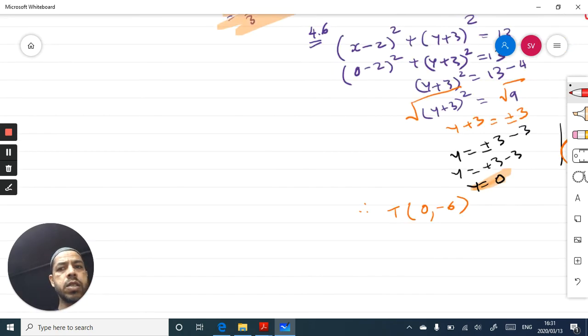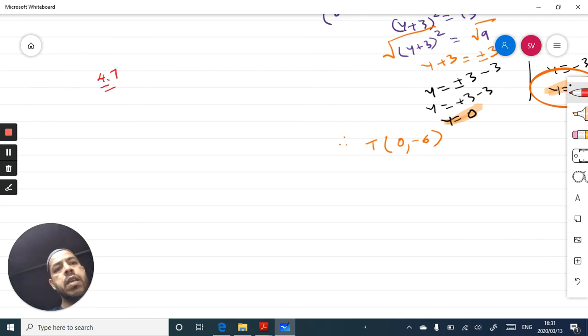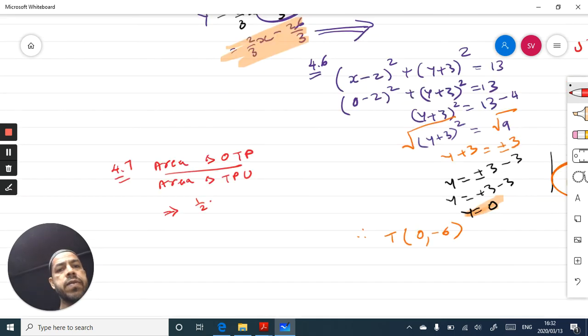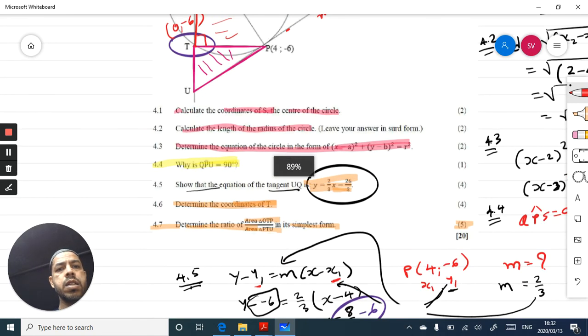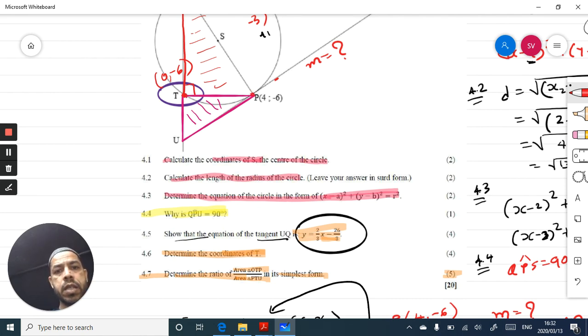The last question is question number 4.7. 4.7 is the area of triangle OTP divided by the area of triangle TPU. So far I have both of them as right angle triangles. So my formula is half base times height. My base, for this triangle, is from T to P. That's the base. So the coordinate of T is (0, -6).